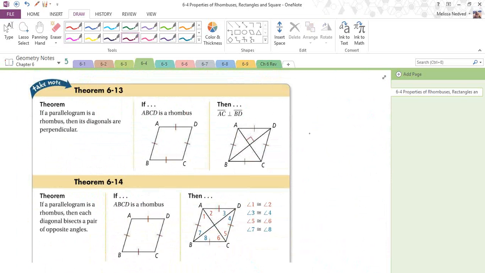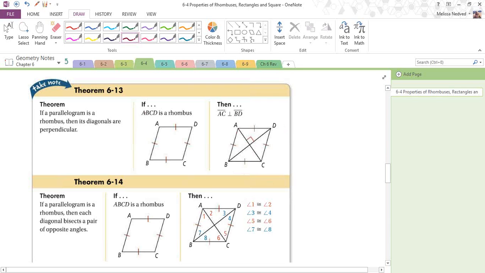So the first 2 talk about some special things we know about rhombuses. The first one says, if a parallelogram is a rhombus, then its diagonals are perpendicular. Meaning, the diagonals are going to intersect at a 90-degree angle. So here's my rhombus, ABCD, in this first picture. They've drawn in the diagonals. Remember, diagonals are segments that connect non-consecutive vertices, so AC and BD are my diagonals, and they intersect at a 90-degree angle. They are perpendicular. That's going to be true anytime you're looking at a rhombus.